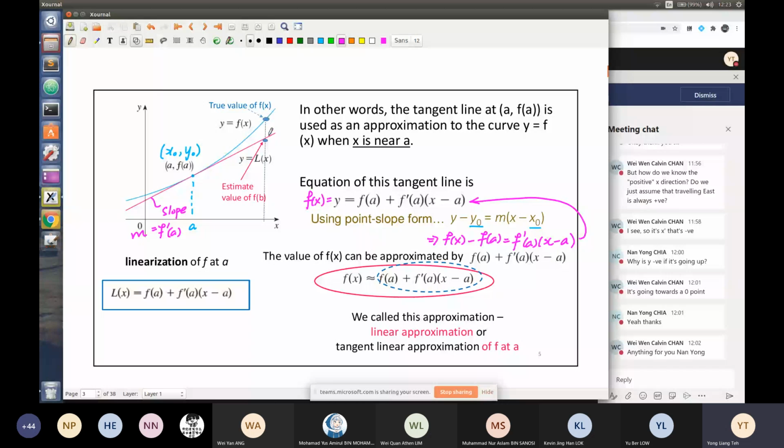By intuition, or deduction, you can clearly see that if this x is close enough to a, then this gap will be small. If this x is far away from a, then this gap will normally be bigger. So this right-hand side here, f of a plus f prime of a times x minus a, is known as the linear approximation, also known as the linearization of f. Questions on the idea?